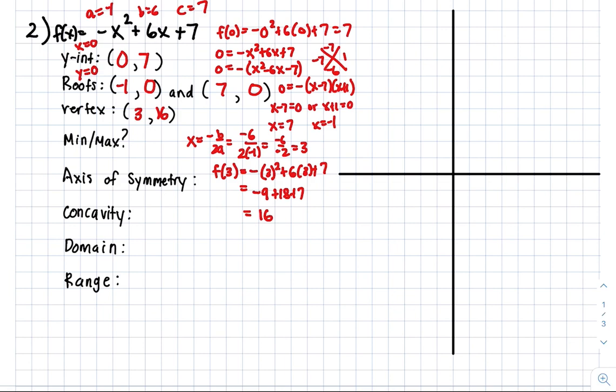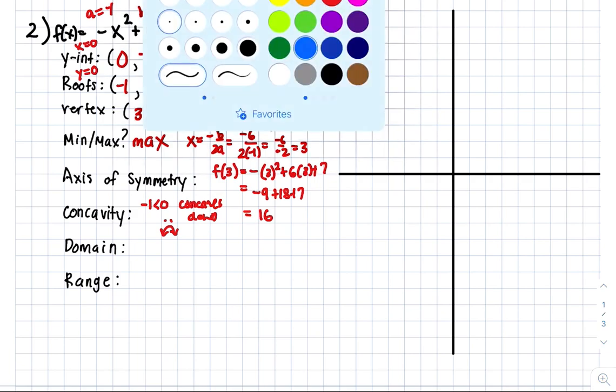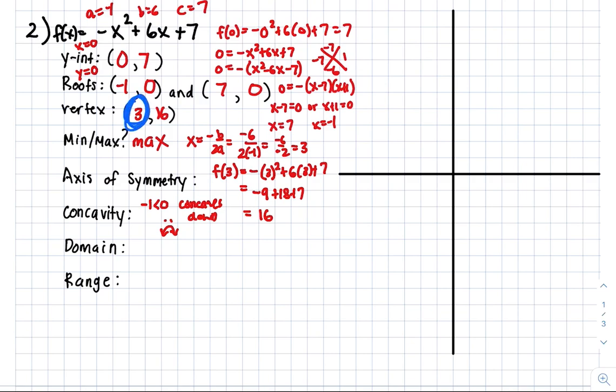Now let's just go to concavity, because that you pretty much know if it's a min or max based off the concavity. So -1 is less than 0. And you guys know if your a value is less than 0, that means it concaves down, which means you're going to get a sad face, right? And if you get a sad face, notice you guys will have a maximum. Okay, axis of symmetry. You guys remember axis of symmetry is the x value of your vertex, and it's a vertical line, so its x is equal to 3.